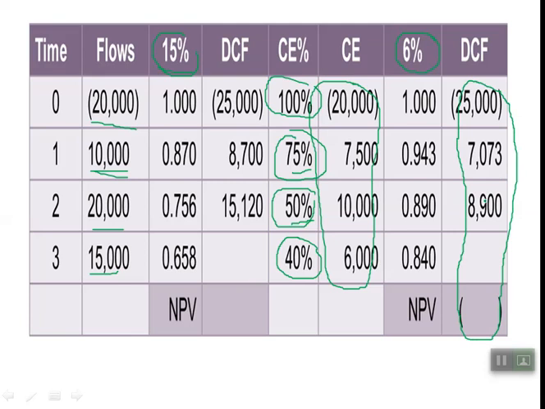Remember what I said? You first adjust your cash flows with the certainty equivalent factor. Once you finish adjusting your cash flow with the certainty equivalent factor, then the cash flows are discounted using a risk-free rate.